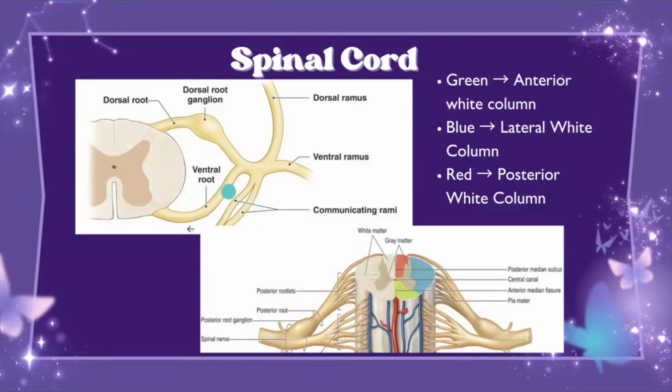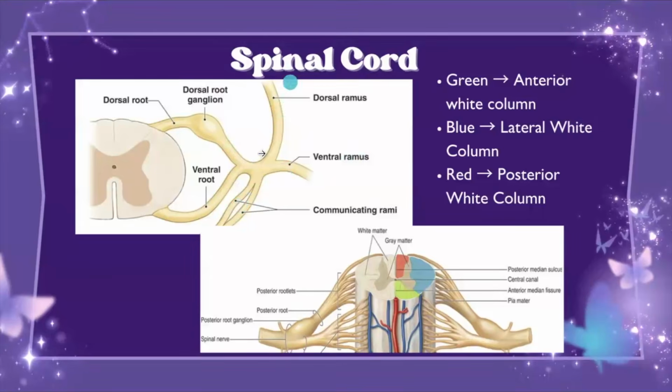The dorsal root and the ventral root would join to form the spinal nerve. This makes the spinal nerve a mixed nerve, so it has both sensory components and motor components. The spinal nerve exits from the intervertebral foramen, and it divides into the ventral ramus and the dorsal ramus.